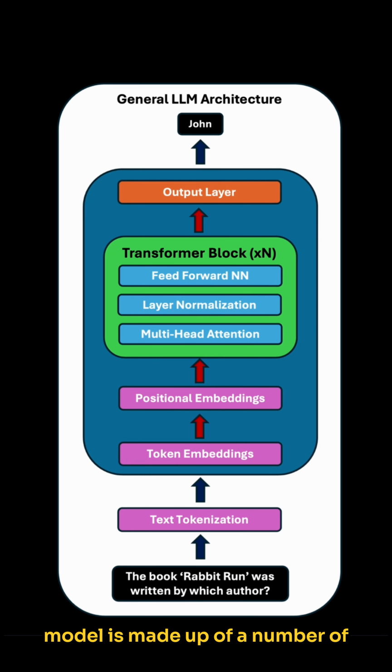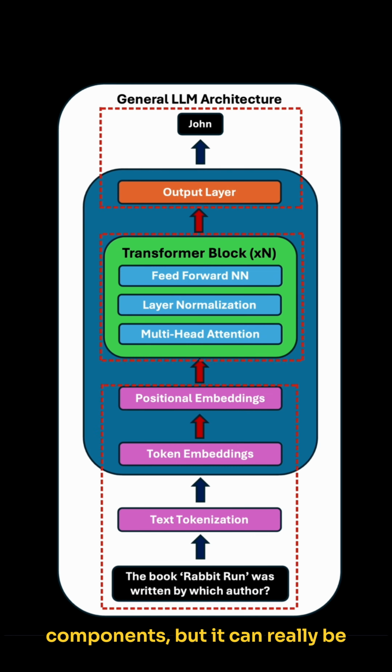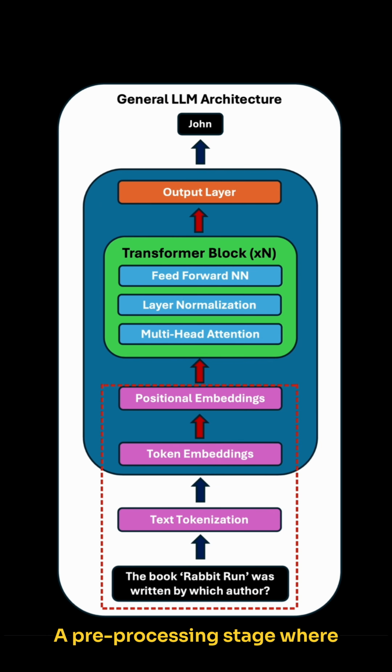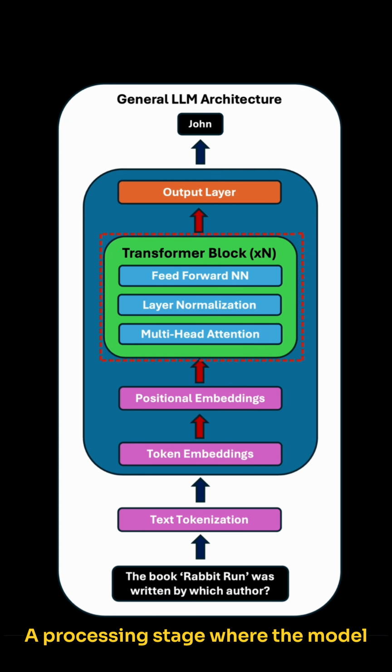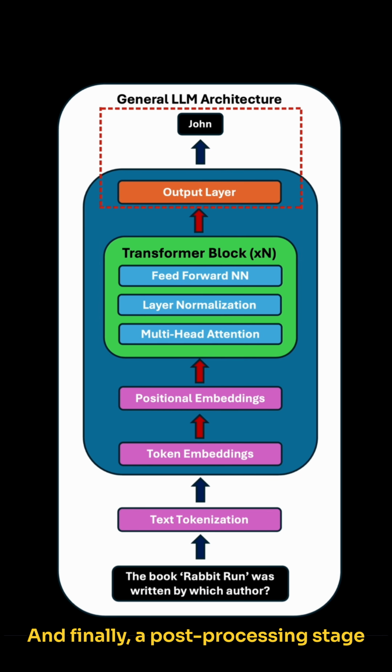A large language model is made up of a number of components, but it can really be split up into three distinct sections. A pre-processing stage where text is prepared and transformed from text to numerical vectors that the LLM can understand. A processing stage where the model interprets the input and forms an internal representation of its meaning. And finally, a post-processing stage where the model prepares its output for the user back from vectors to text.